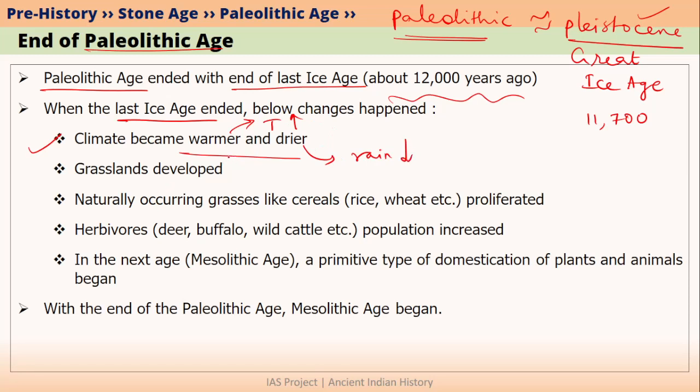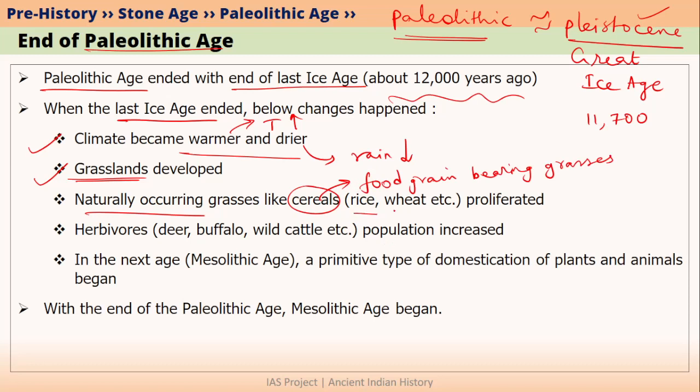So because of the warm temperatures, what happened was grasslands developed in many regions of the world because warm temperatures are very suitable for growing of grasses. Within these grasslands, there were certain type of naturally occurring grasses like cereals. What were cereals? Cereals were nothing but those grasses which bear food grains. So we can call food grain bearing grasses as cereals. Examples of cereal would be rice, wheat, barley, corn or maize, oats, and others.